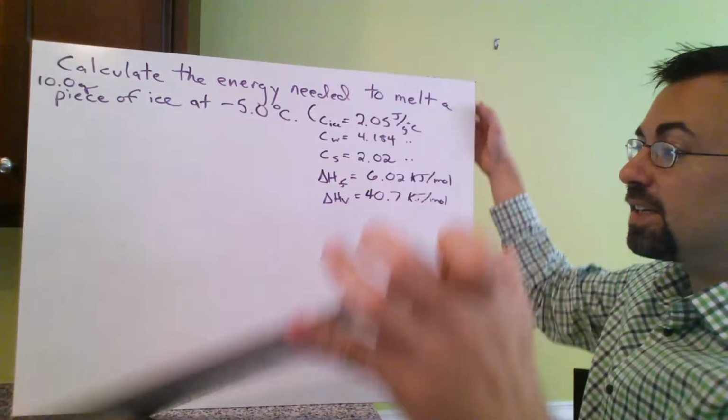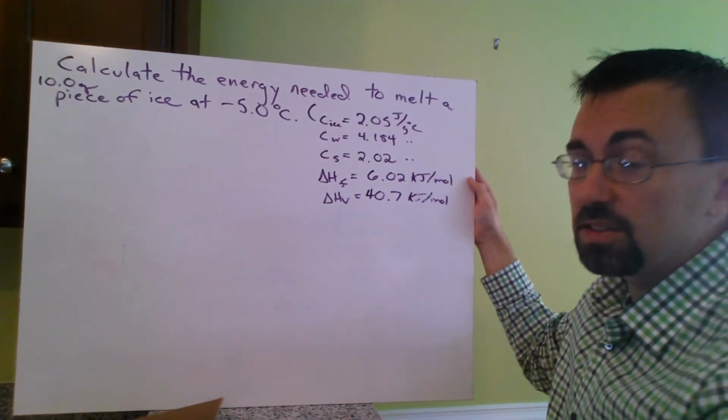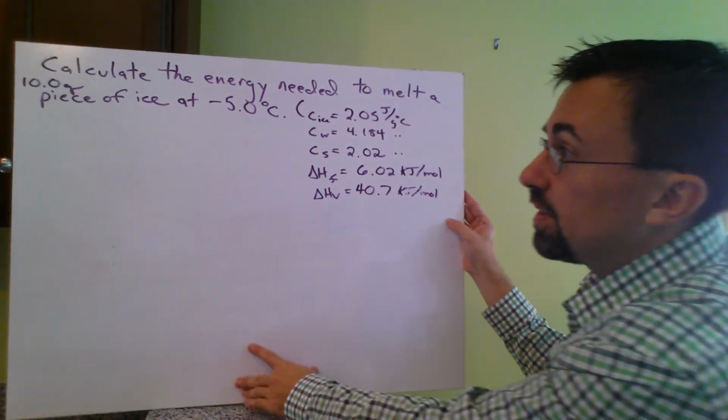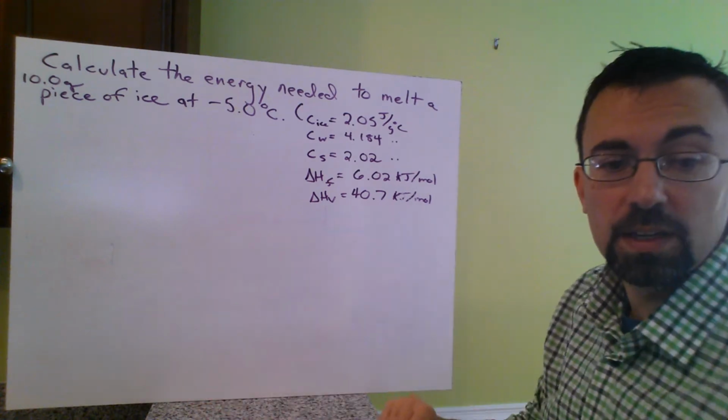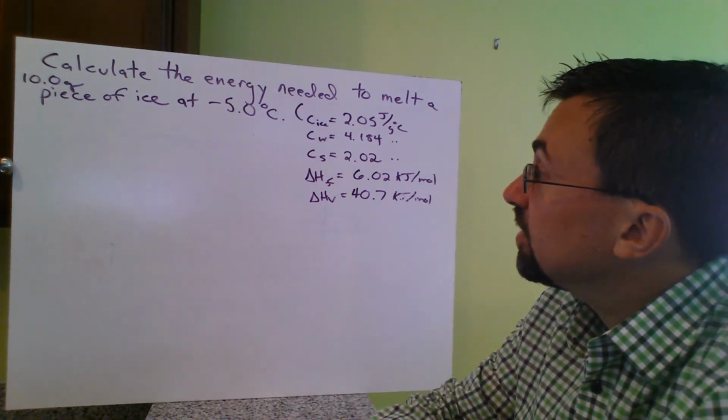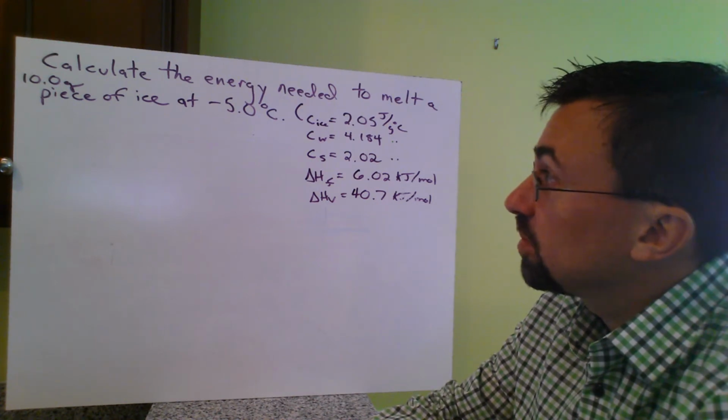And typically, I'm not going to give you a problem where you have to do all 5 parts. Seems overkill, to be honest. Here's a kind of bite-sized problem that if you can do this, you can do the whole thing. So let's take a look at this bite-sized problem. Calculate the energy needed to melt a 10-gram piece of ice at minus 5 degrees Celsius. Pretty straightforward.